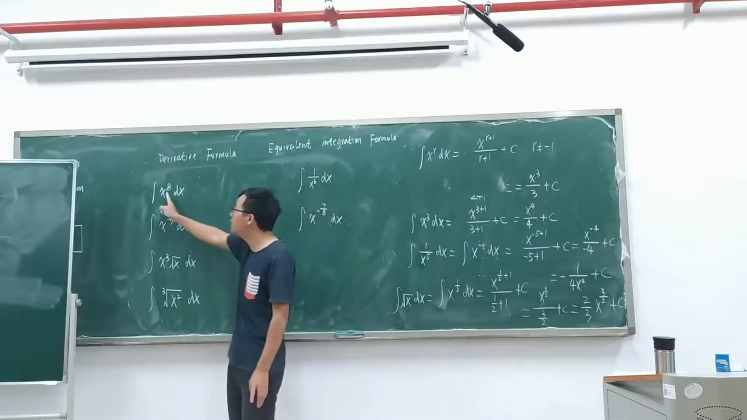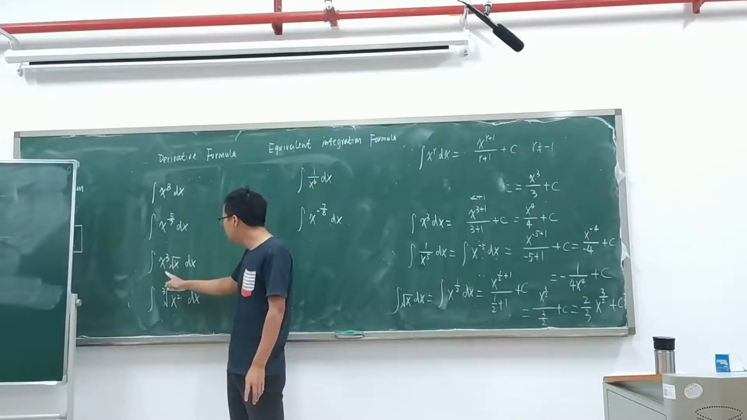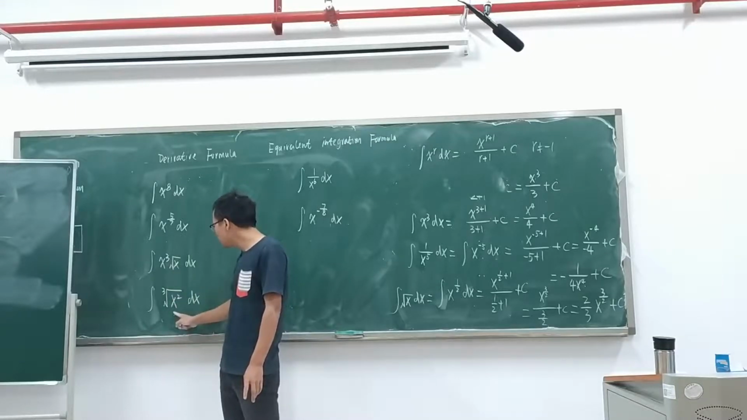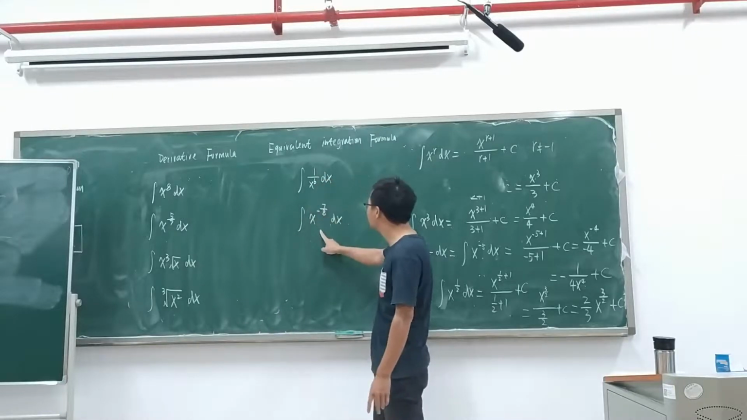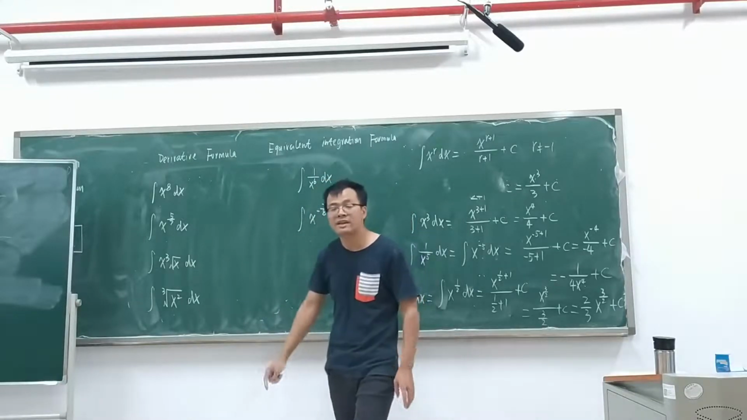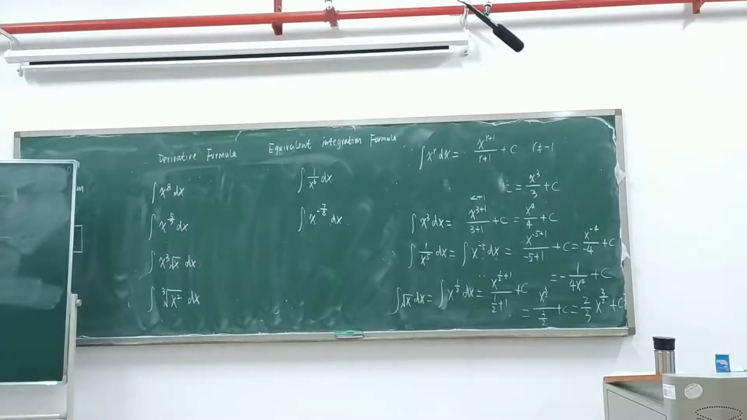The first is x to the 8 power. The second is x to the power 5 by 7. Here is x cubed times the square root of x. Here is the cube root of x squared. Here is 1 by x to the 6th power. Here the power is minus 7 by 8. You can see plus the constant.